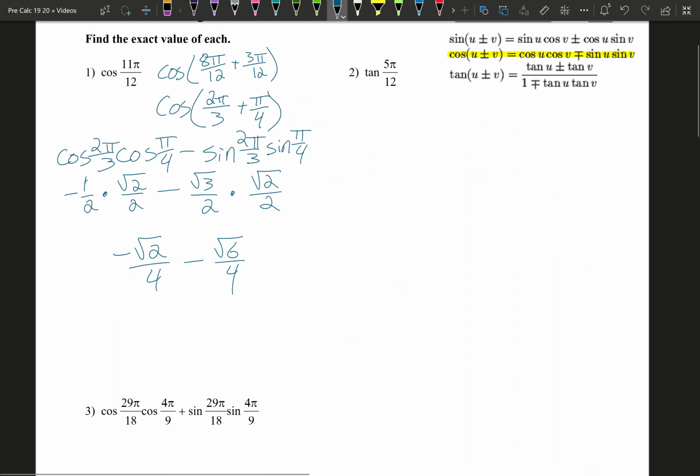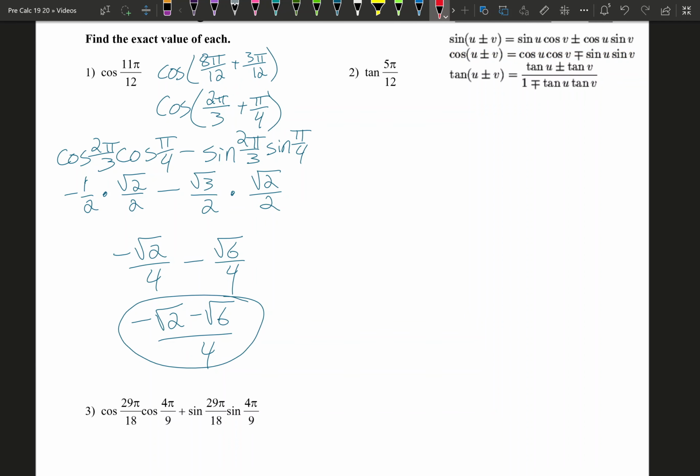And as much as we would like to combine these numerators and get something that looks a little nicer than square root of 2 minus square root of 6 divided by 4, there are no like terms there, so there is nothing that we can do. So that is our cosine of 11 pi over 12. For our sines and cosines of our 12th values, this is what a lot of the answers are going to look like.